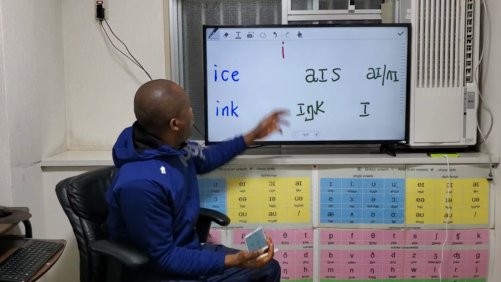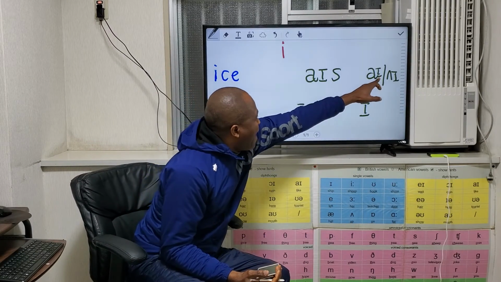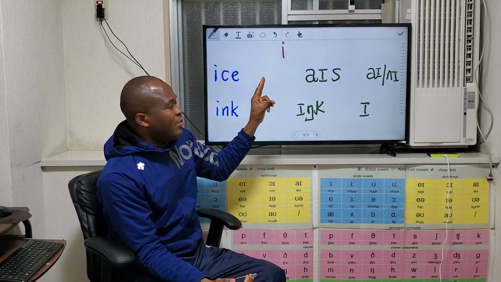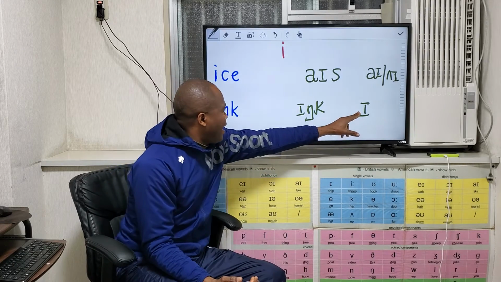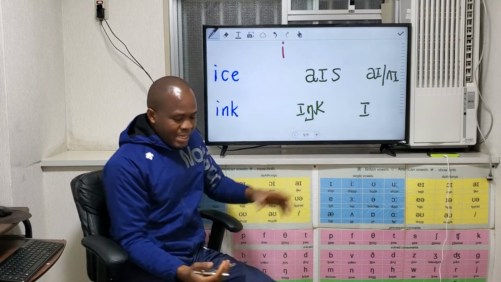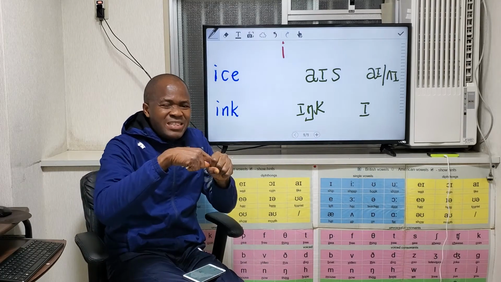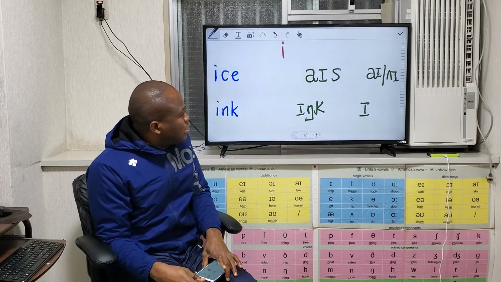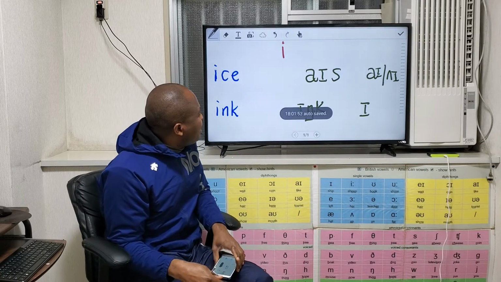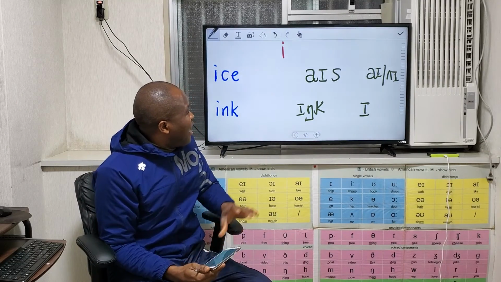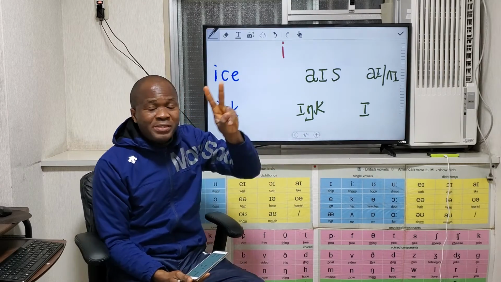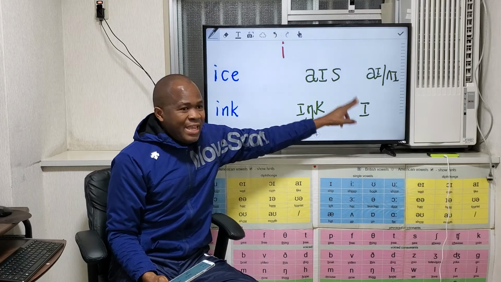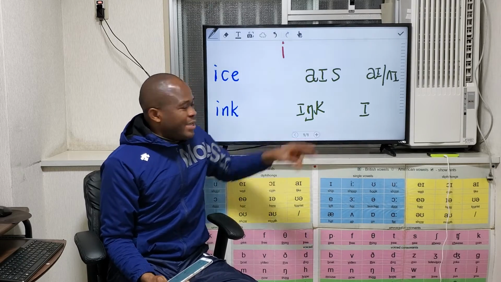So here we have our I. It makes the sound I, as in eyes, and it can also change itself to make another sound, i, as in ink. Examples like in, if, inside, iguana. So these are the sounds that the letter I can make. Two basic sounds: I and i.